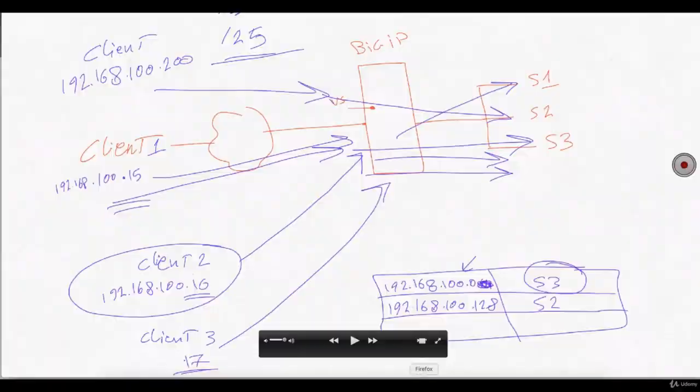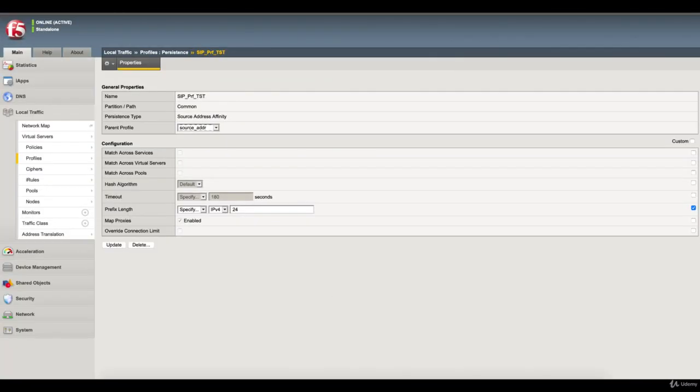So this is about source IP persistence. You can play with the subnet mask. You can change the timeout, increase or decrease as needed.